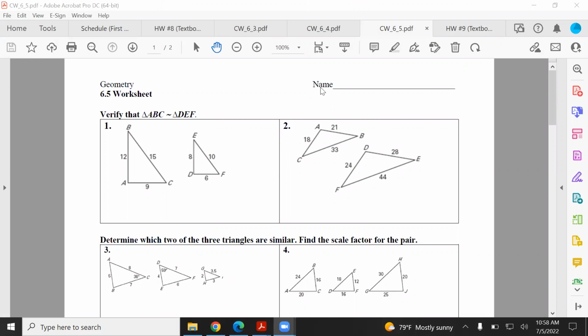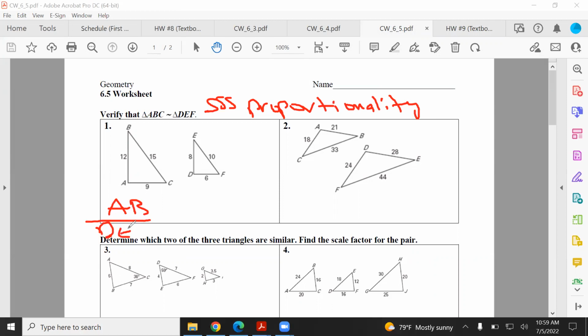I believe now we are going to start talking about side, side, side proportionality. So what you want to do is look at AB over DE. What's that going to be? What does that reduce to? 12 or 8? What does it reduce to? Close. 3 over 2, yeah, 3 over 2, thanks.